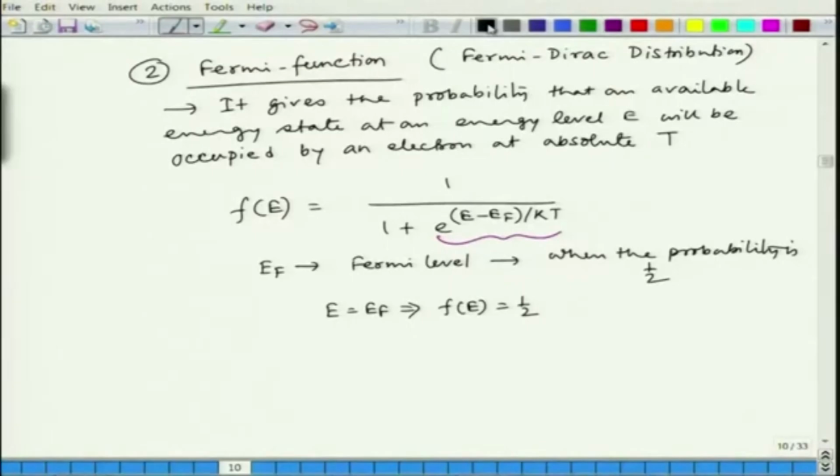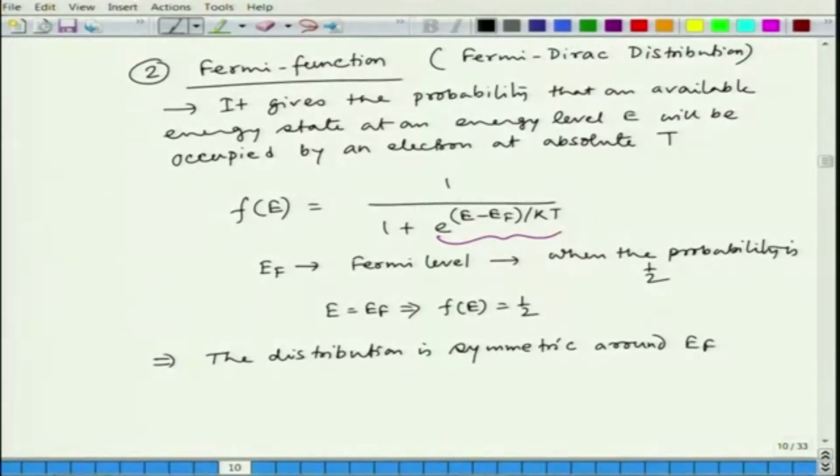Okay. So, the first thing you can see is that the distribution is symmetric around EF. So, if you go above EF a certain distance in terms of energy, you will have the same Fermi function, and if you go below the Fermi level by the same distance, you will have the same Fermi function. So, that is why it is symmetric.